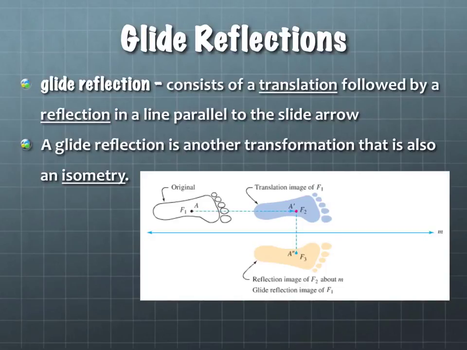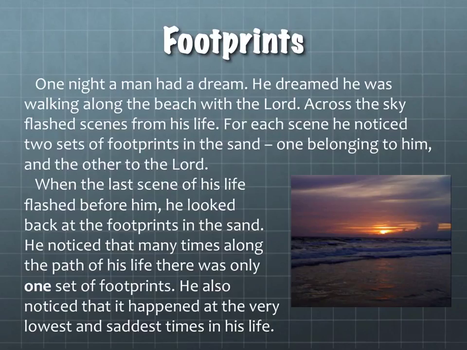All right, and this actually has a very nice application that you have probably heard before. So I'm going to read it to you just in case you haven't. One night a man had a dream. He dreamed he was walking along a beach with the Lord. Across the sky flashed scenes from his life, and for each scene he noticed 2 sets of footprints in the sand, one belonging to him and the other to the Lord. When the last scene of his life flashed before him, he looked back at the footprints in the sand, and he noticed that at many times along the path, there was only 1 set of footprints. He also noticed that it happened at the very lowest and saddest points of his life.